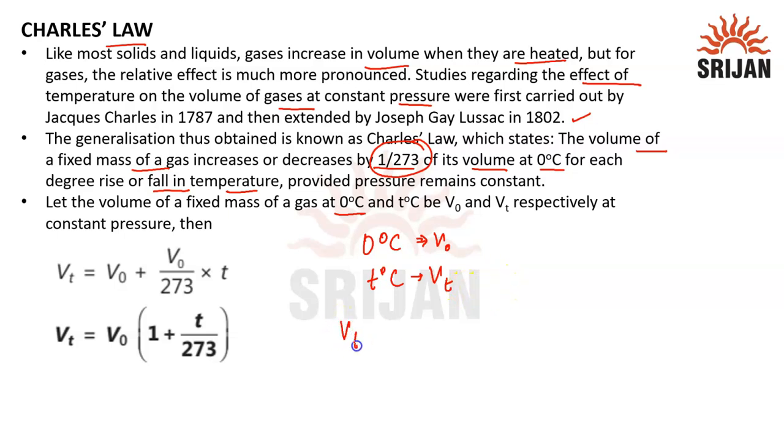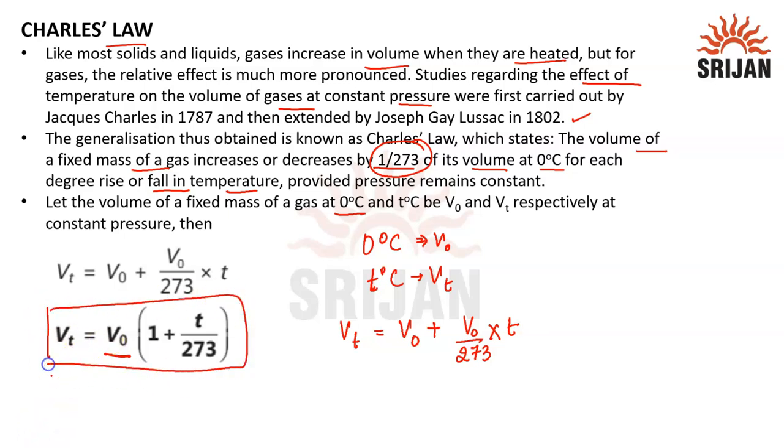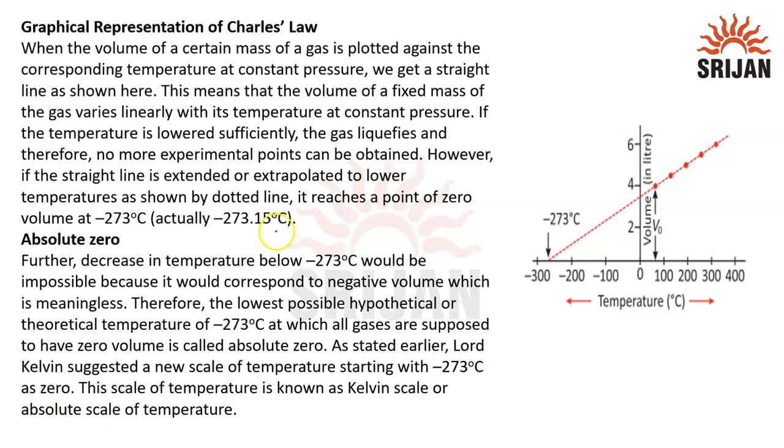If I have to write the value of Vt, it will be the initial volume plus the increase when I raise the temperature to t degrees. So the volume will be V naught by 273 times t. From here we take V naught common. So it will be Vt equals V naught into (1 plus t by 273).